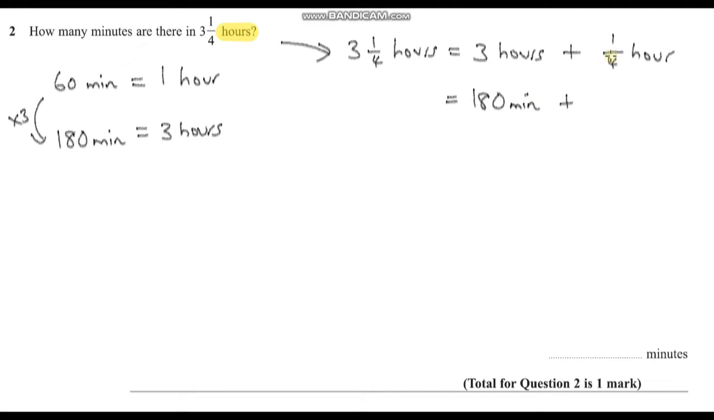Plus 1/4 of an hour. Well, I don't really need to do any mathematical calculations. I know that if you go 1/4 of the way round a clock, well, that's 15 minutes. So plus 15 minutes. You could just divide 60 by 4 and you'd also get 15. So we've got 3 hours, which is 180 minutes, plus 1/4 of an hour, which is 15 minutes. So our total, we're just going to add these two together and that gives us 195 minutes. And again, in our answer box, we just need to write in 195. We don't need to write minutes because it's already been given to us here.